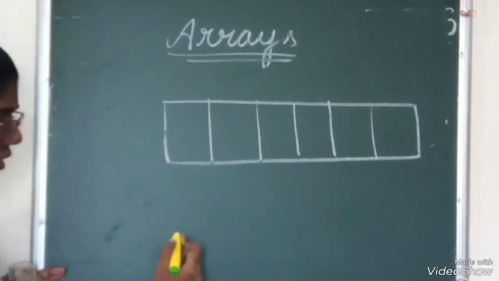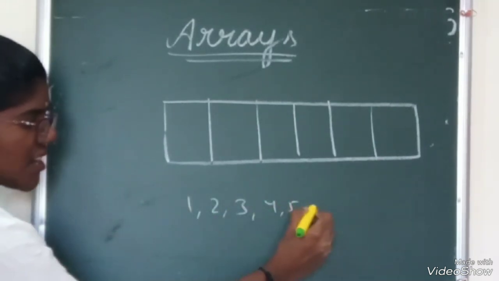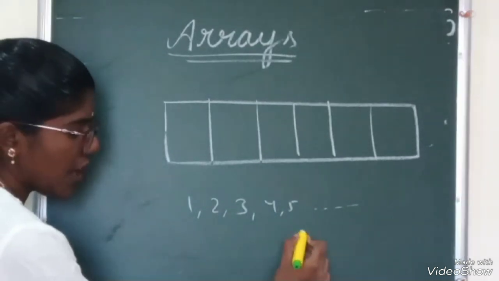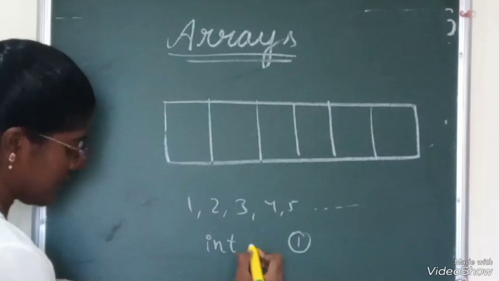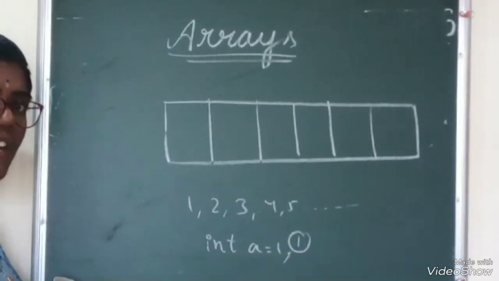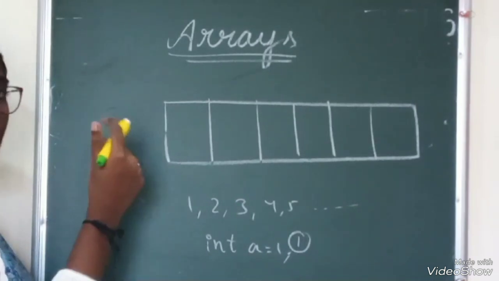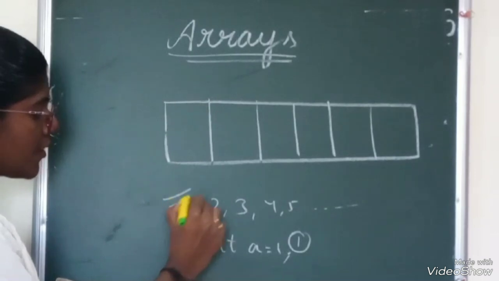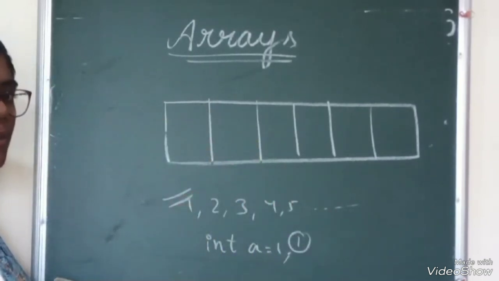Suppose I have data like 1 2 3 4 5 6. I have a vast number of data. If I have to store a value of 1, I can simply declare a type like int a is equal to 1. But what if I have n number of digits like that? And what if I want to store the marks of 100 students? Then I can make use of an array, where I can store n number of data into it.